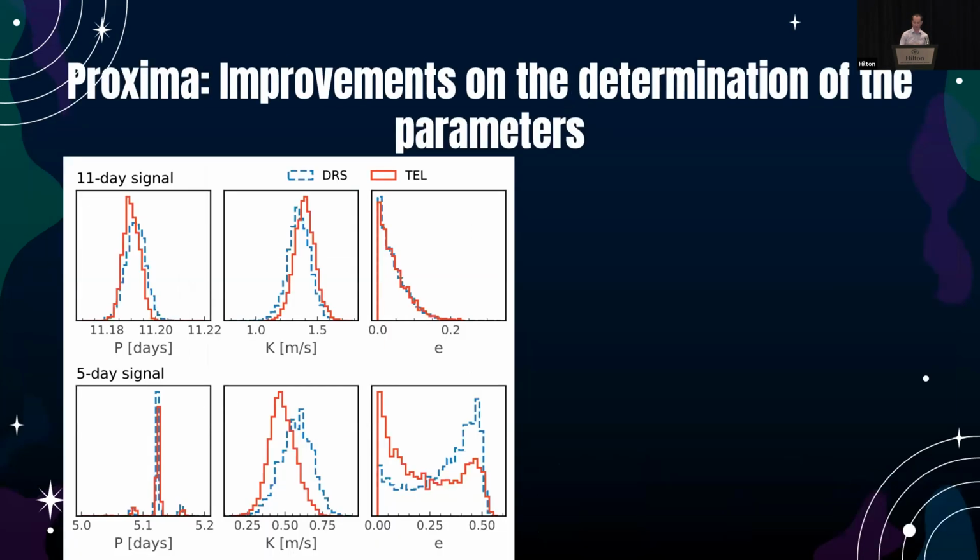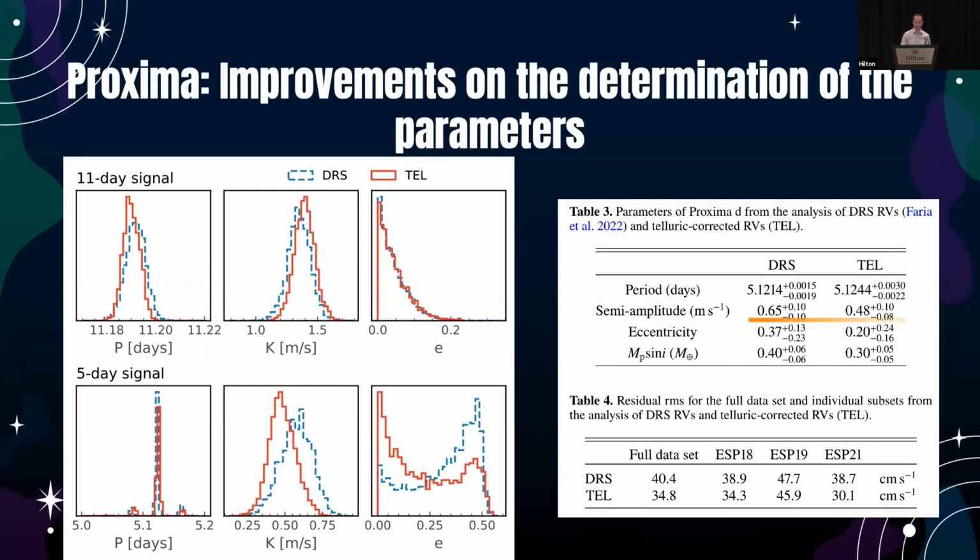Based on this, we did a new analysis of the radial velocities with the telluric correction, following the paper of João Faria 2022 with the discovery of Proxima D. You can see here the period, semi-amplitude, and eccentricity for planet B on the top panel and planet D on the bottom panel. When you compare the CCF without telluric correction and the CCF with telluric correction, you can see a clear improvement in the eccentricity and planetary mass of Proxima D, not B. You also have a reduction of the RMS with the telluric correction, and these new parameters are in better agreement with the template matching used in João Faria's papers.